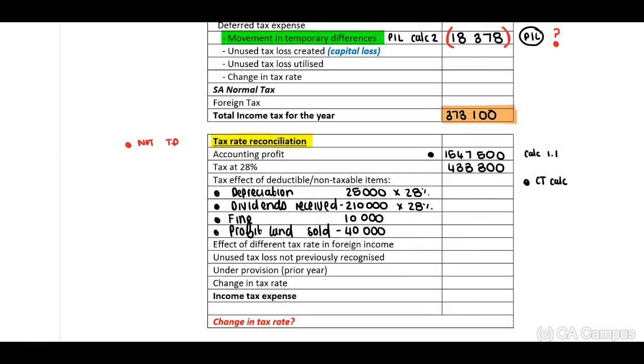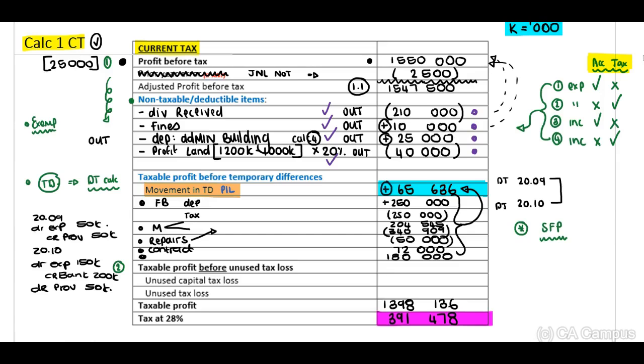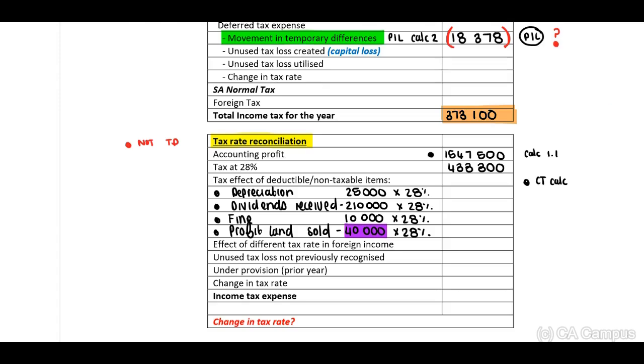Of course, this is our recon in terms of our effective tax rate. An important thing that I want you to be able to identify, the profit on the land, which is our 40,000. I've transferred as is the 40,000 from my calculation. But you need to indicate to your marker that you did calculate this in calculation 1. And we can add all of our amounts.